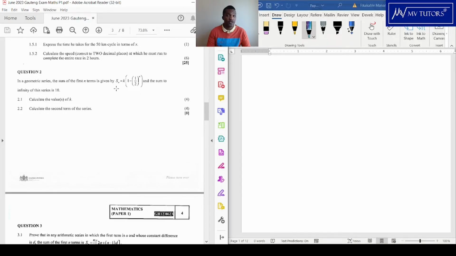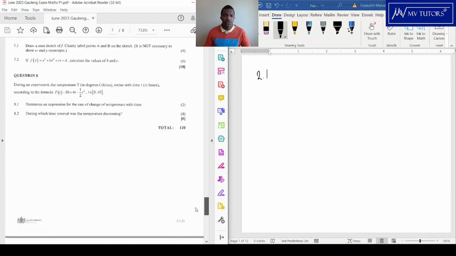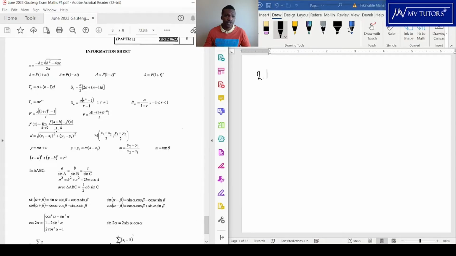So it's a geometric series. That's what's important. Now it says 2.1. Let's start with 2.1. It says calculate the value of k. Now we have that the sum to infinity of the series is 10. So let's go ahead and look for the sum to infinity formula. You just have to go down to your formula sheet. Where is it? Right there. Let's write it down. The sum to infinity equals a over 1 minus r.